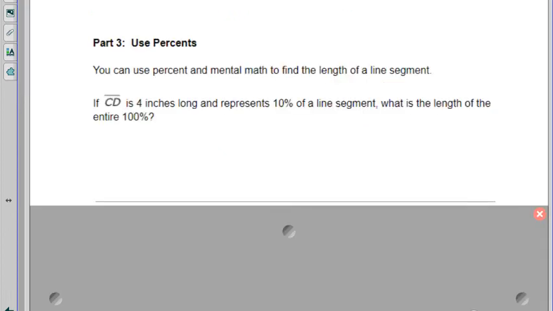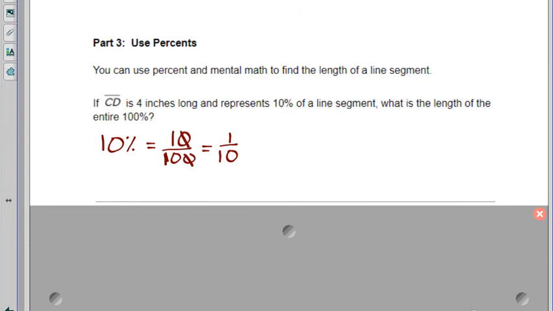All right, I'm going to use some bar models now to see if I can make sense of these problems. It says CD is 4 inches long, and that represents 10% of a line segment. What's the length of the entire 100%? Well, 10% is 10 per 100, and I could divide by 10, and I get 1/10. So 10% is 1/10 of a line segment.